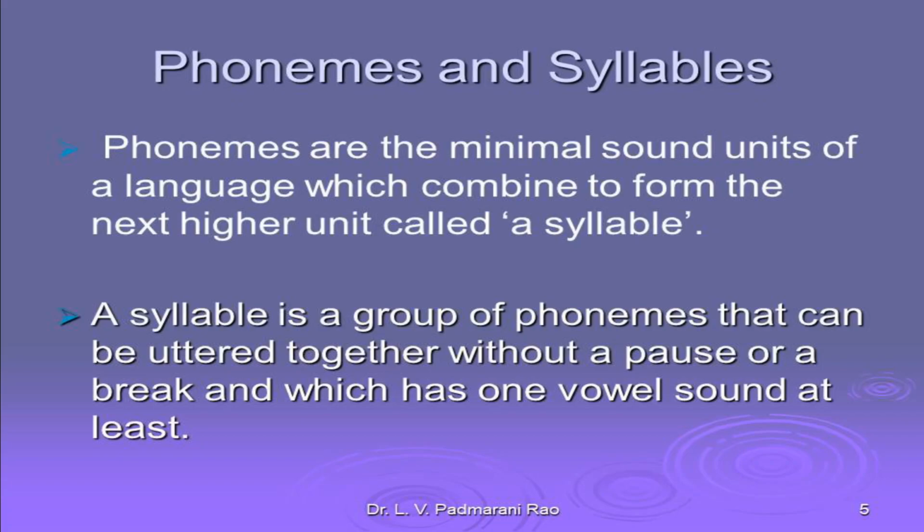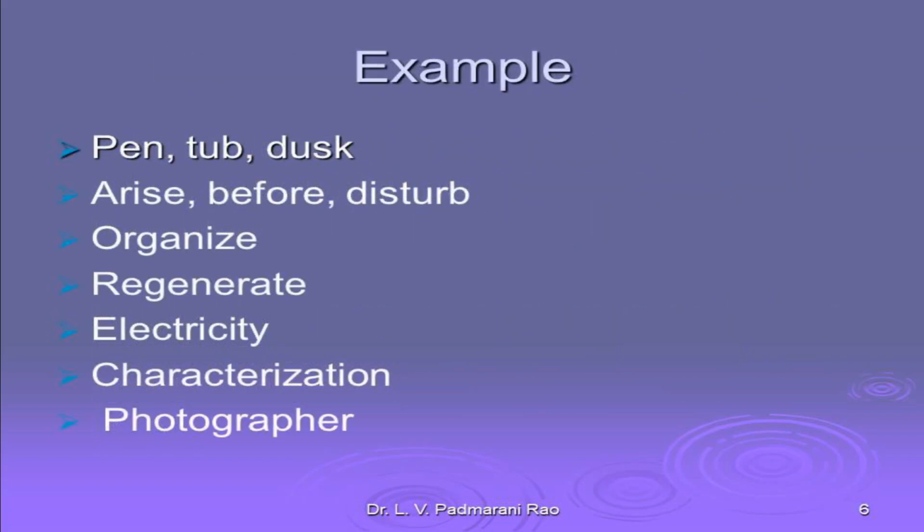In order to understand the stress in a proper way, let us recapitulate our discussion on phonemes and syllables. Phonemes are the minimal sound units of a language, we said, which combine to form the next higher units called a syllable. And we have defined a syllable as a group of phonemes that can be uttered together without a pause or a break, which has one vowel sound at least. And so, when we look at these words, follow the clap that we make in order to identify the number of syllables. Pen, only one clap would mean it's a monosyllabic word.